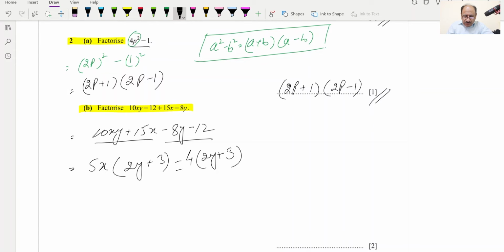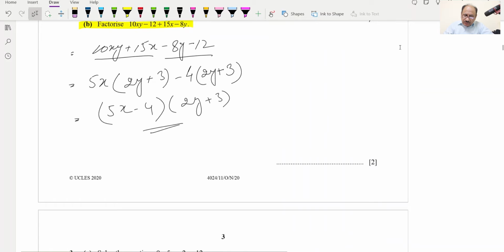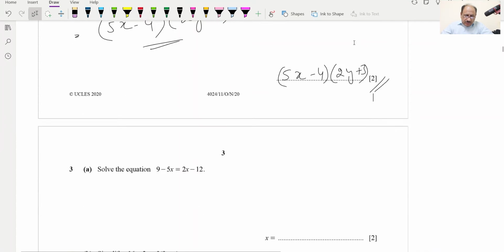Because we have taken minus common, this will be plus. If we open this one, we'll get the same terms as this one. Hopefully you are understanding. Now we can write 5x minus 4 into 2y plus 3. This will be the final answer, and this is 2 marks. We can provide the answer over here, 2y plus 3. This is a 2 mark question which we have done.